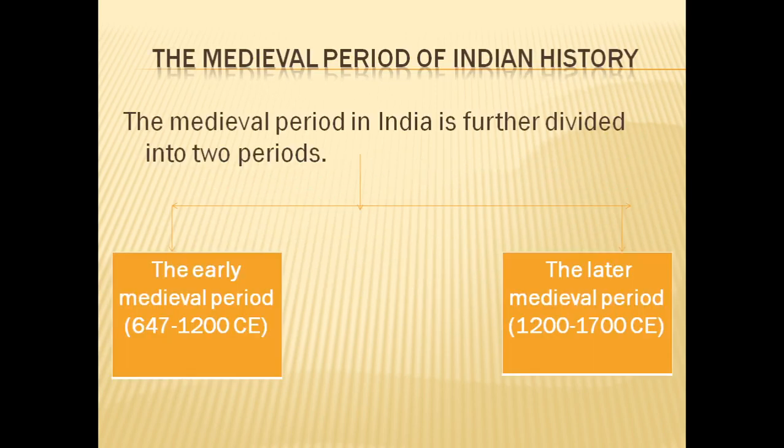The medieval period of Indian history. The medieval period in India is further divided into two periods. That is the early medieval period that starts from 647 CE till 1200 CE. Next one is the later medieval period. It starts from 1200 CE and ends by 1700 CE.